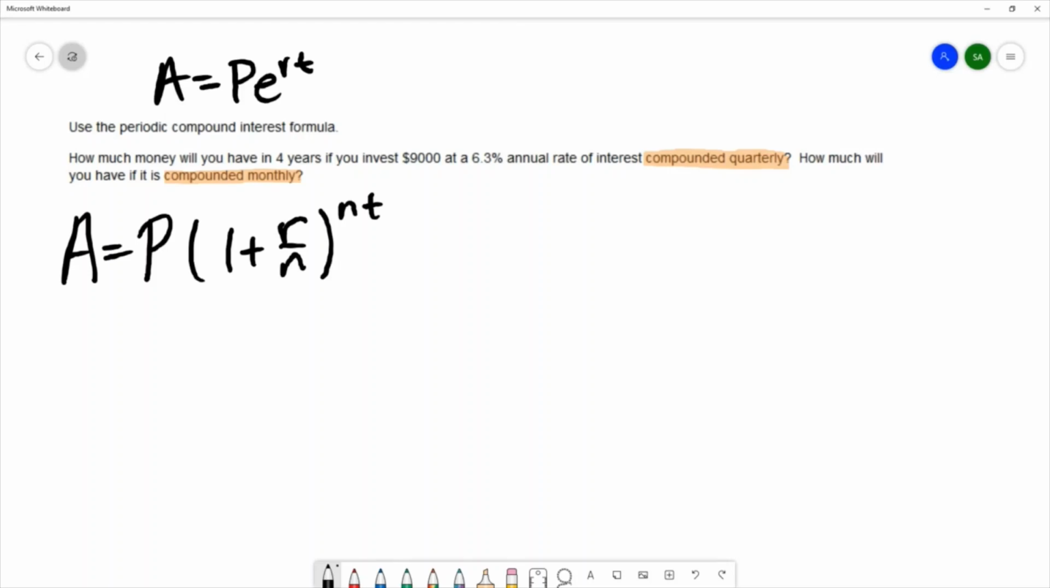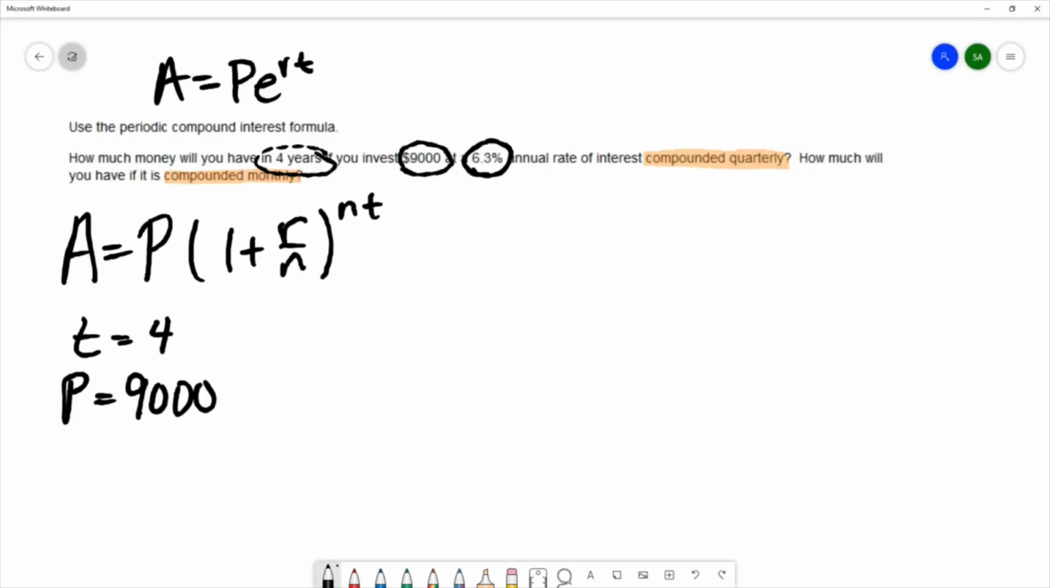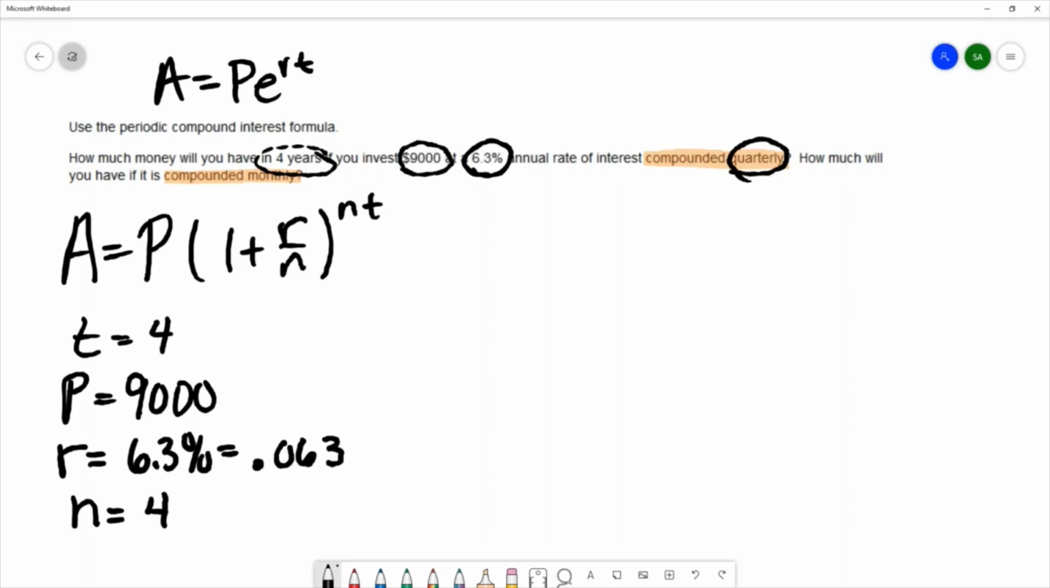So let's identify these different values within the problem. It says, how much money will you have after 4 years? So we have our time of 4 years. If you invest $9,000, that's our principal, our initial amount of money, at an interest rate of 6.3%, that's our rate, and we're going to write that in decimal form, 0.063. And if our interest is compounded quarterly, that is going to give us the value of n. Since it's compounded quarterly, that's 4 times a year, and n will equal 4.